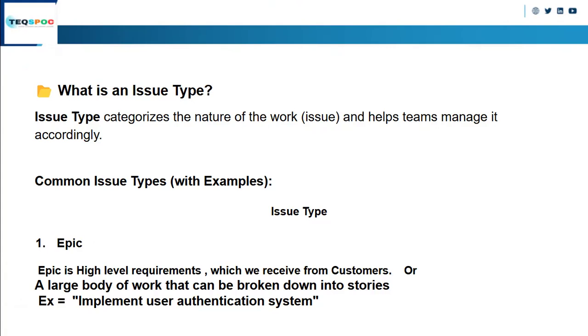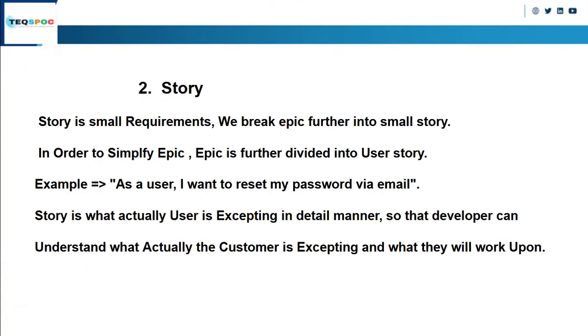Now the epic is further divided into smaller chunks, and that is called stories. Now see what are stories. A story is a small requirement. We break the epic further into smaller chunks, which are called stories. In order to simplify the epic, the epic is further divided into user stories. Like I have said, the customer has asked you to create a home page. The home page is an epic.